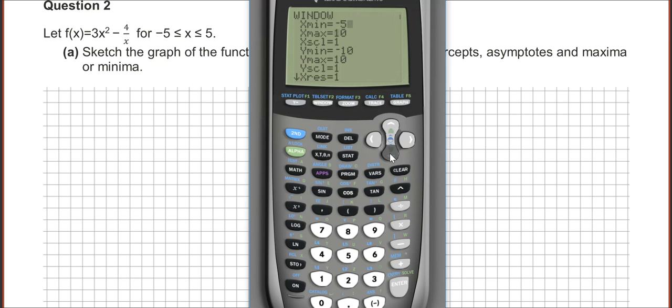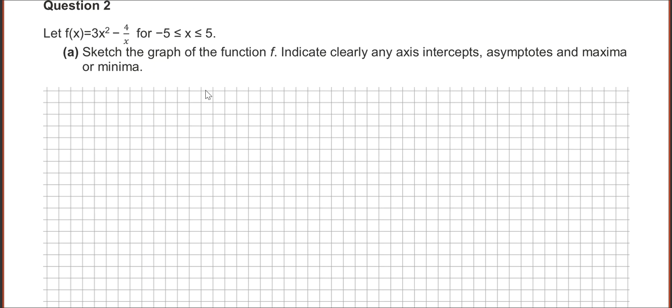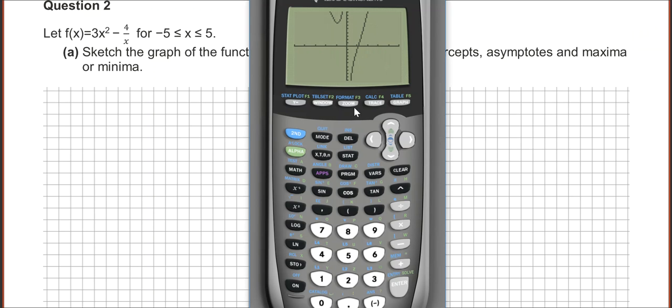Because again, a couple of our questions we forgot to worry about that. It doesn't tell me how to do the y, so I'm just going to press graph to start with. Okay, so I've got that. All right, sketch the graph, indicate clearly any axis intercepts. So really, maybe I just go, let's go up to 20 on the y. There you go. So should look something like that.